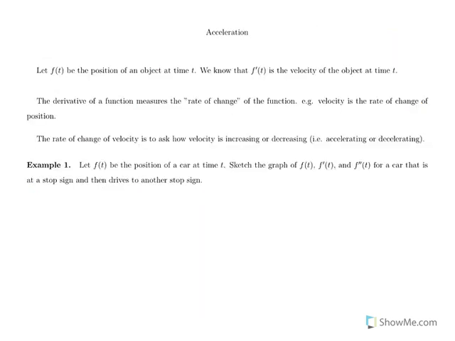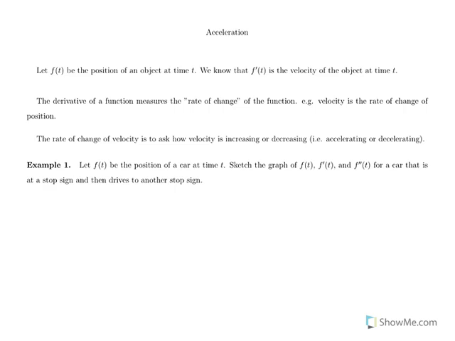So now let's think about the second derivative as acceleration. Let's review what the derivative is. We let f of t be the position of an object at time t. And we know that the derivative of that function is the velocity of the object at time t. This is because the derivative of a function measures the rate of change of the function. And that's exactly what velocity is. It's the rate of change of position. We measure how far we go in a certain amount of time. That's the rate of change.